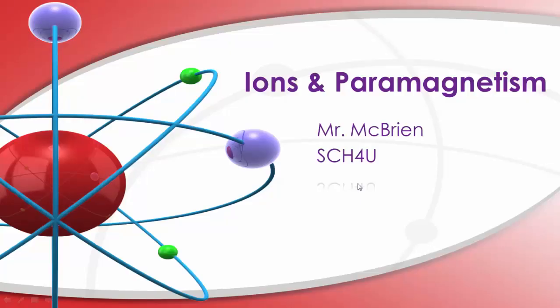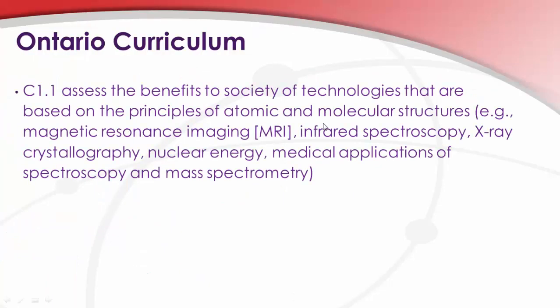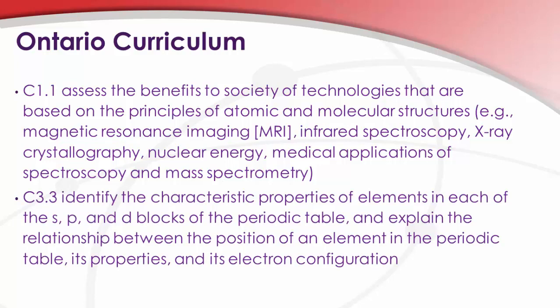I'm Mr. McBrien. This is SCH4U, ions, and paramagnetism. The Ontario curriculum would like us to be able to talk about the benefits of various aspects of atomic and molecular structure. We'll hit on a little bit of that today. They also want us to be able to discuss the characteristic properties of elements in the S, P, and D blocks of the periodic table. We'll spend a fair amount of time on this today.